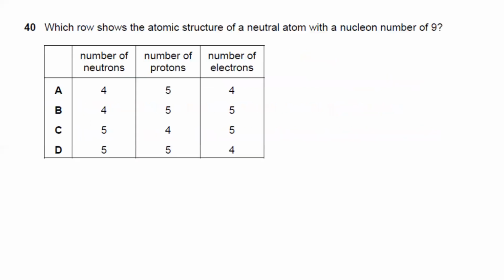Next question. Which row shows the atomic structure of a neutral atom with a nucleon number of 9? So the nucleon number is 9. The number of electrons is always equal to the number of protons. This is one thing we have to remember. In this case, we do not have electrons and protons equal, so this will not be the answer. In this case, we have electrons and protons equal. This can be a good choice. In these cases, electrons and protons are not equal. So the best choice is part B, because for any neutral atom, the number of protons is equal to the number of electrons. So the best answer is part B.